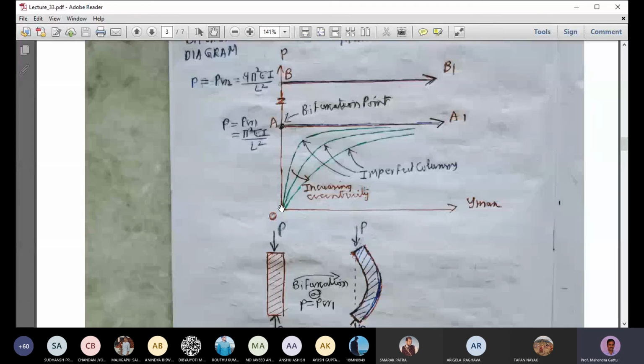Mathematically, if the column is perfectly straight and there is zero eccentricity in the loading, then it will be loaded up to OA in perfect compression, and at point A it will go into a bending mode. So from O to A, then at A there will be a bifurcation. That point is called the bifurcation point, and the column will go into bending mode here. But usually in experiments there will be this kind of behavior, the green-colored behavior. So this is regarding the bifurcation point.